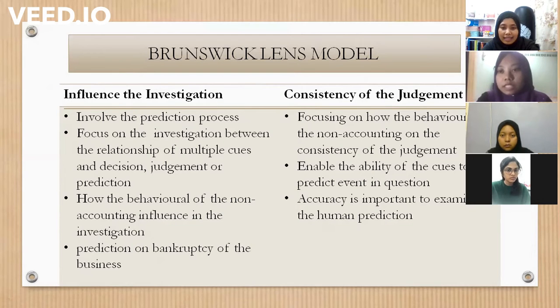The lens model is focused on the behavioral aspect of the consistency of the judgment. The model will allow the accuracy of the analysis of judgment and consistency. It also enables the ability of the tools to predict the event in question. The accuracy of the lens model is important to examine human prediction.